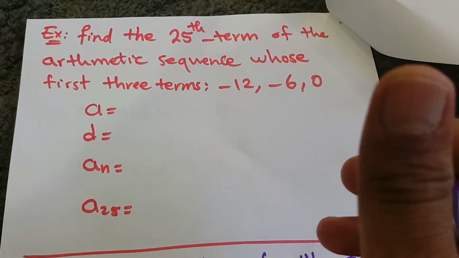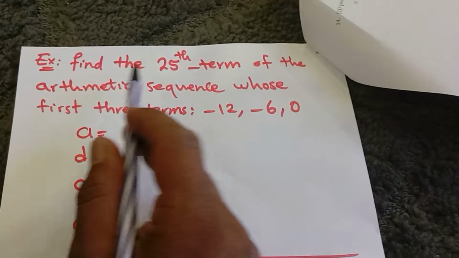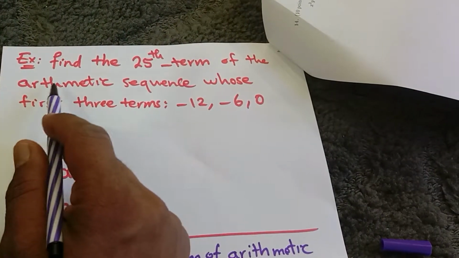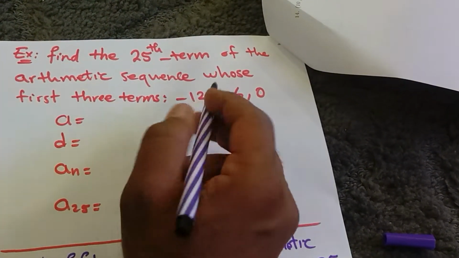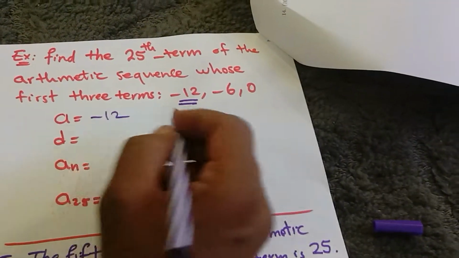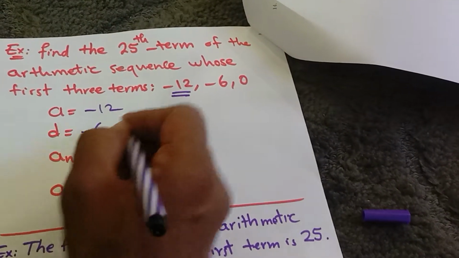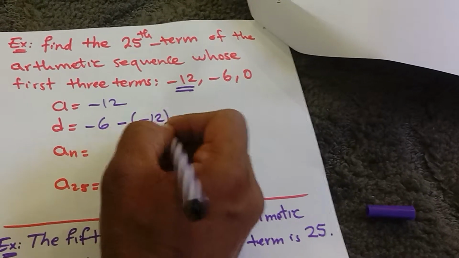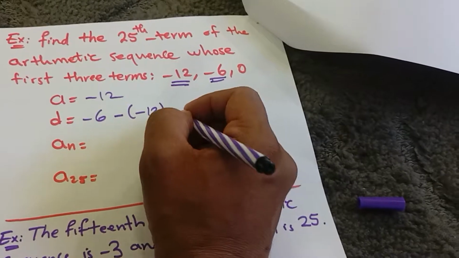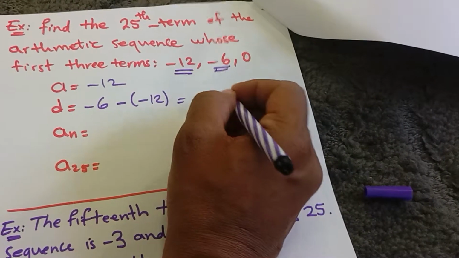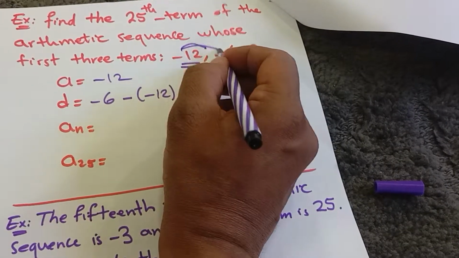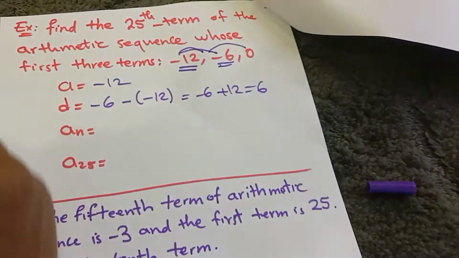Here is a question. Find the 25th term of the arithmetic sequence whose first term is negative 12. This is the first term. Then you need to get the difference, so that's negative 6 minus negative 12, which is negative 6 plus 12, which is just 6. Now if you add 6 here, you get negative 6. If you add 6, you get 0, and so on.